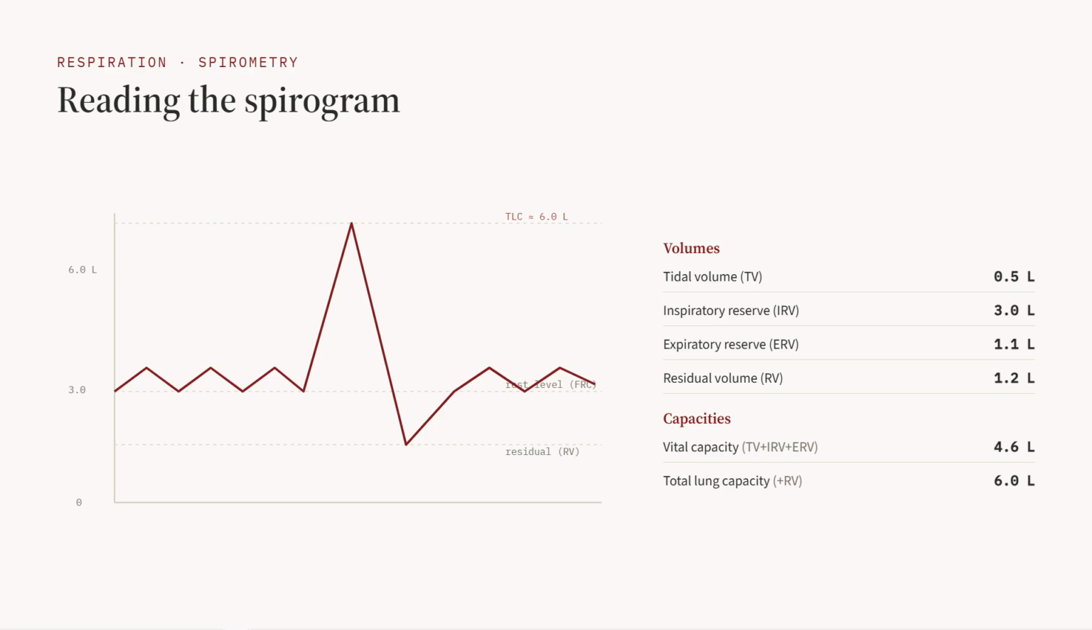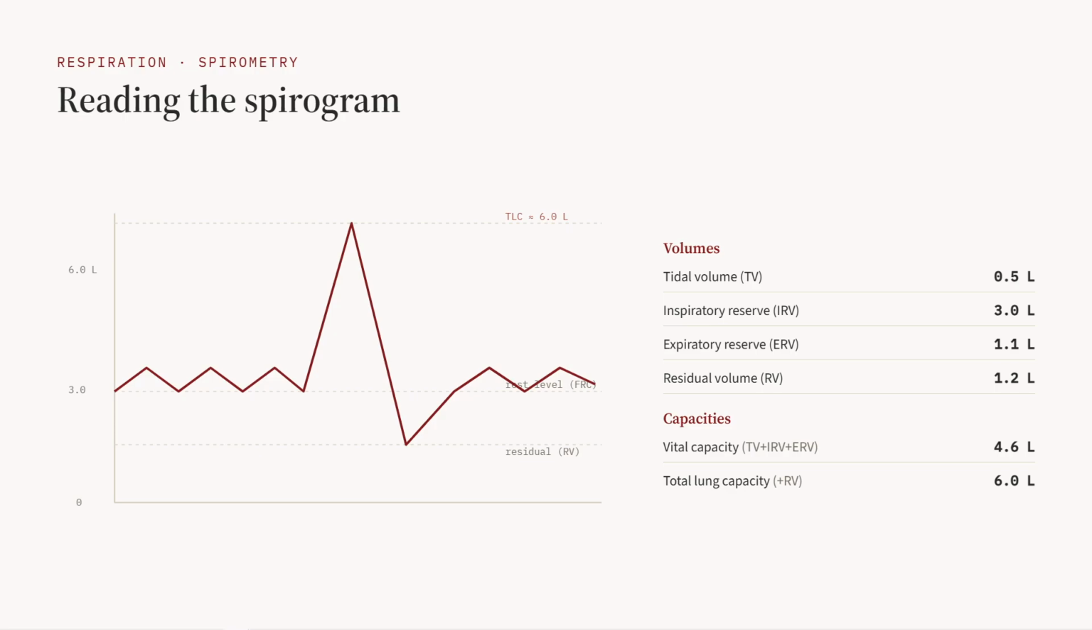This is a spirogram, a recording of the air you move over time, and it lets us define lung volumes and capacities. Quiet, normal breathing moves the tidal volume, about half a liter. On top of that, you can force in a lot more, the inspiratory reserve volume, around 3 liters, and force out extra below a normal breath, the expiratory reserve volume, about 1 liter. And there's air you can never exhale, the residual volume, roughly 1.2 liters, which keeps the alveoli from collapsing.